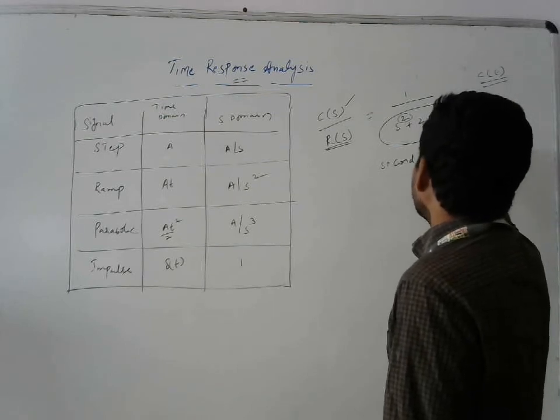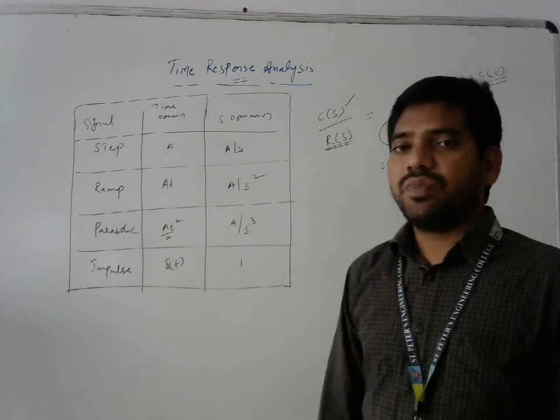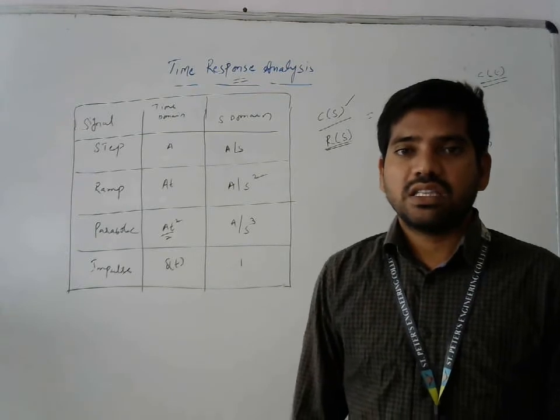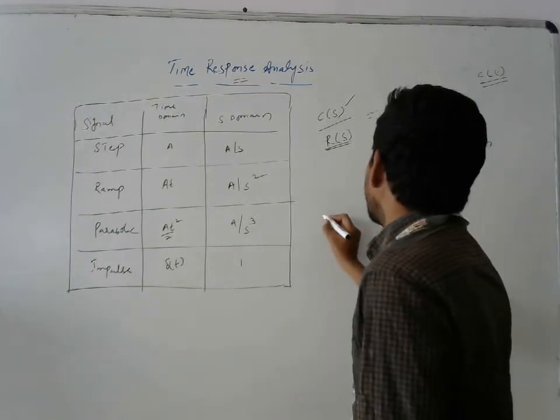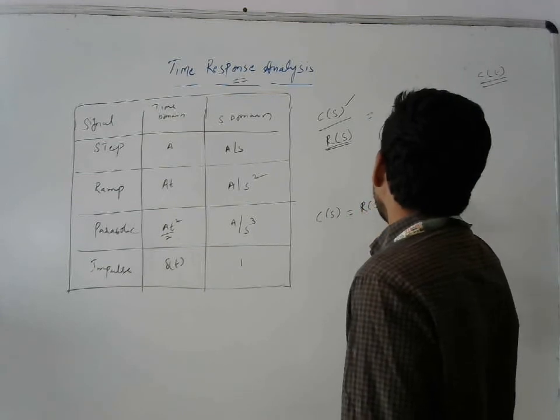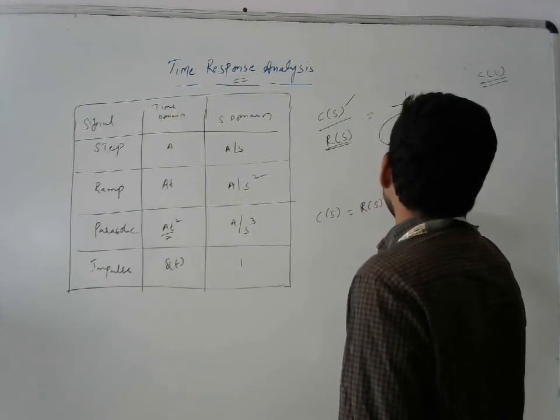For example, for the given second order system, you need to apply a step signal. Then what we need to do? C of S is equal to R of S into 1 by S square plus 2S plus 2.